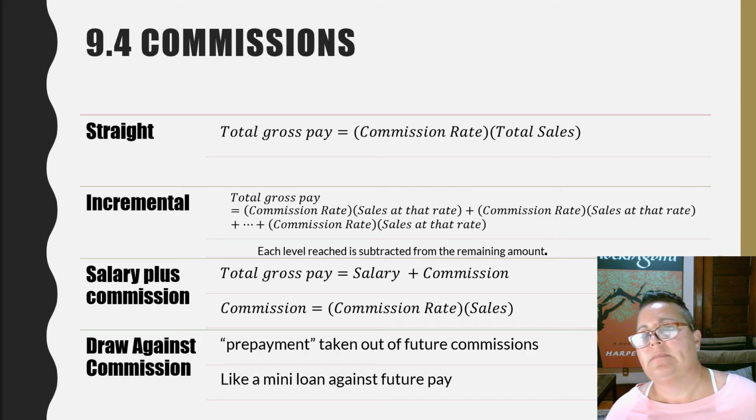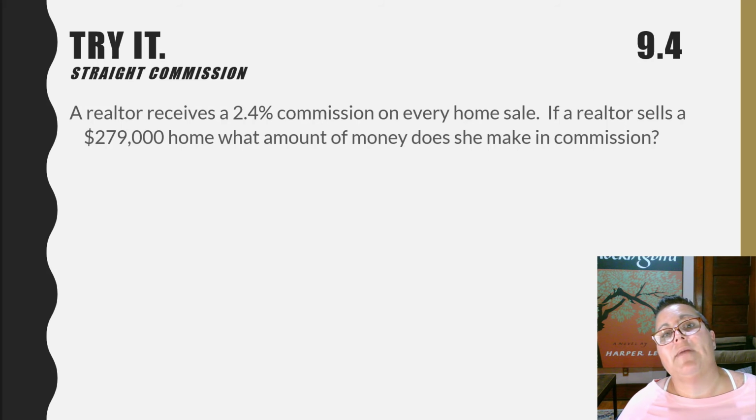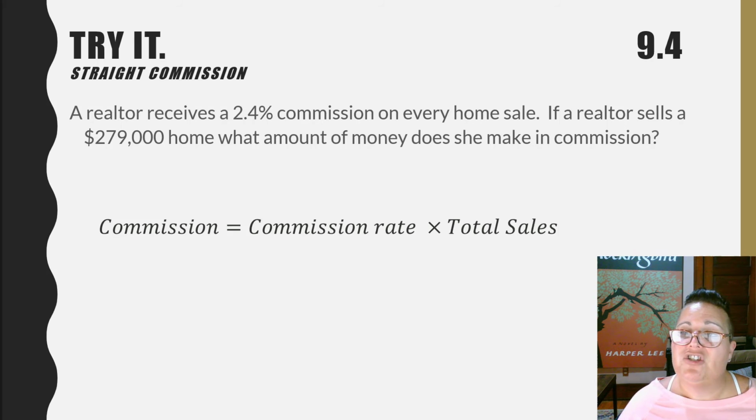Okay. All right. So here's an example of a straight commission. A realtor receives a 2.4% commission on every home sale. If the realtor sells a $279,000 home, what amount of money does she make in the commission? Now, your commission is just your commission rate times your total sales.